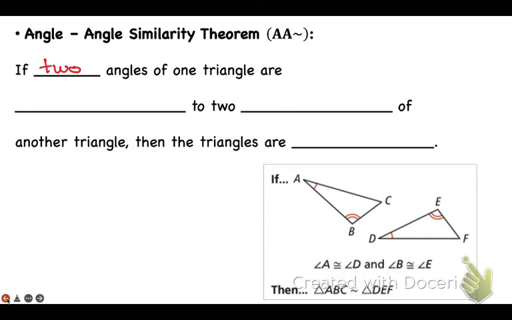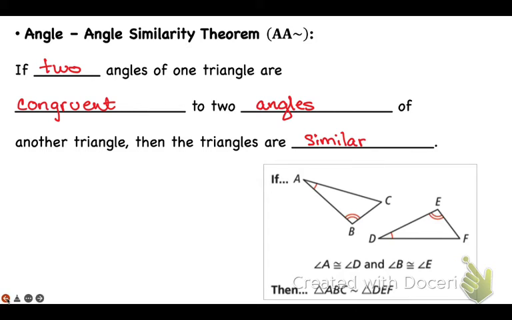So, if two angles of one triangle are congruent, what's congruent mean? Same measure, right? To two angles of another triangle, then the triangles are similar. So the word of the week is not congruent anymore. It was like the word of the semester last semester was congruent, right? But not now. It's similar. So let's look at my picture, guys.